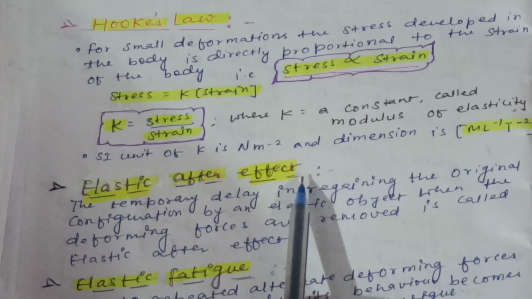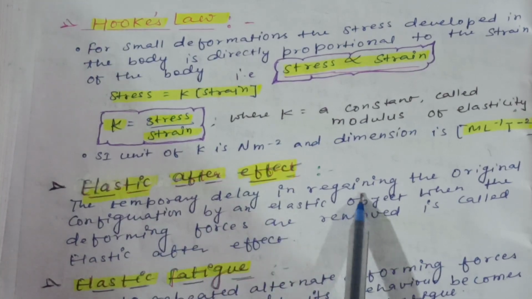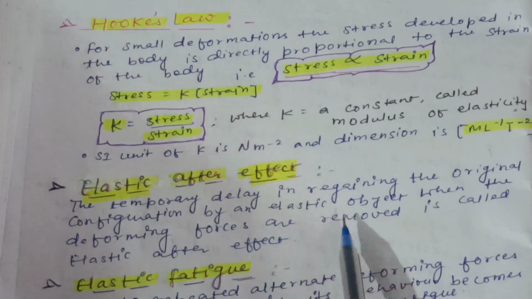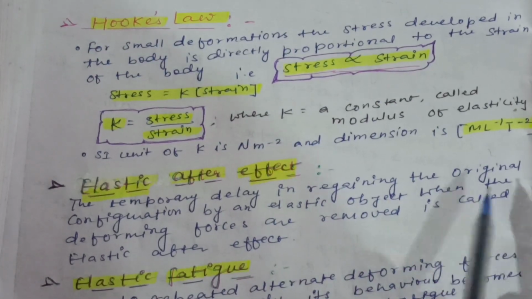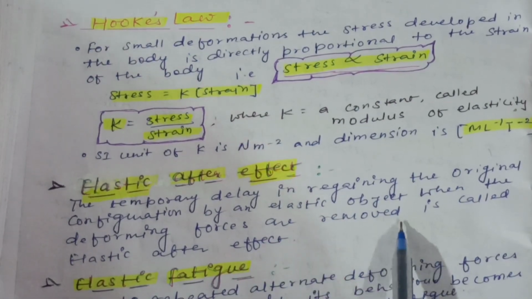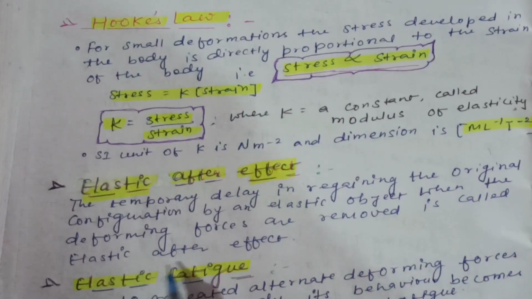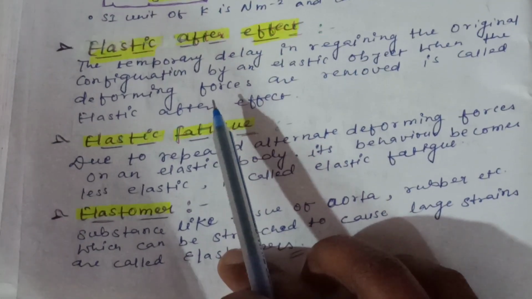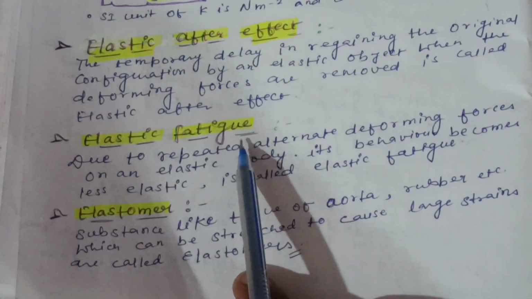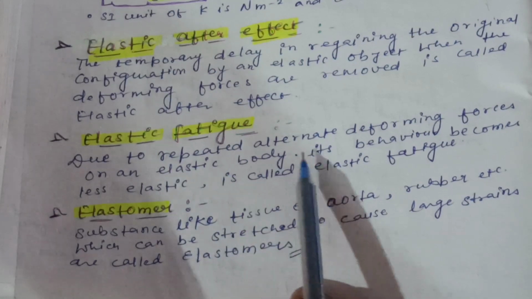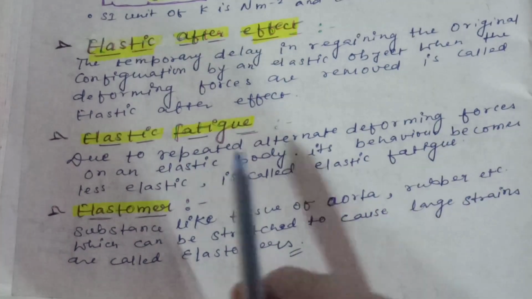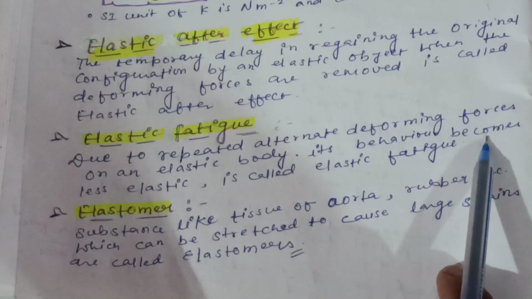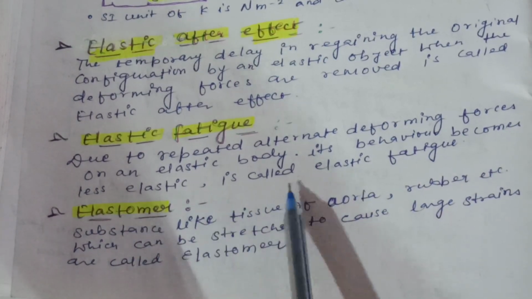Elastic after effect. The temporary delay in regaining the original configuration by an elastic object when the deforming forces are removed is called elastic after effect. Elastic fatigue. Due to repeated alternate deforming forces on an elastic body, its behavior becomes less elastic. This is called elastic fatigue.